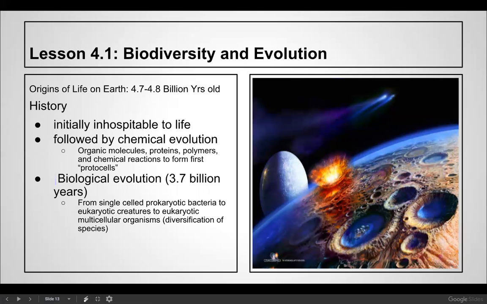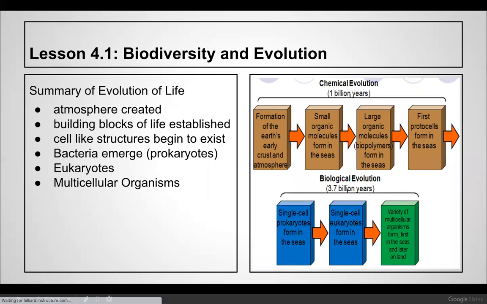So the planet has been around for a long time. Initially, it was very inhospitable to any type of life. It didn't even have oxygen. Oxygen was poisonous. Organic molecules, proteins, polymers, and chemical reactions became available to form the first protocells, biological evolution. It's about 3.7 billion years from single-celled prokaryotic bacteria, which we learned about in Biology A, right? Those are the cells without a nucleus and organelles, to eukaryotic creatures and eukaryotic multicellular organisms, becoming more and more diverse. The atmosphere was created.